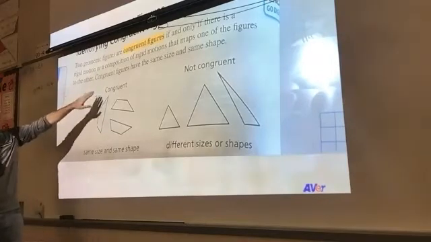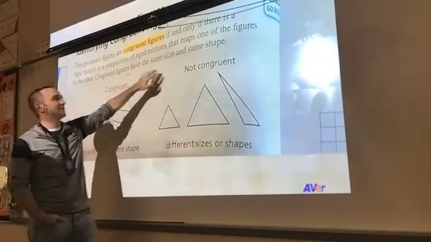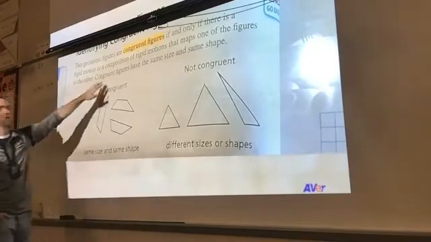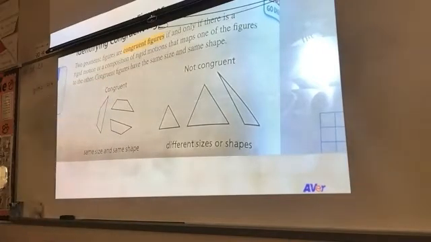Same idea though, right? The definition that I would use is the second sentence here. That's the one that makes more sense. Okay, it's a little clearer. Congruent figures have the same size and same shape. That's what congruent figures is. Okay, so same size, same shape.